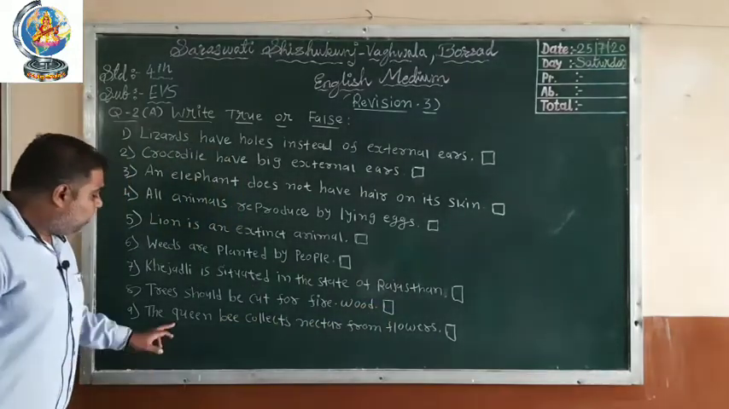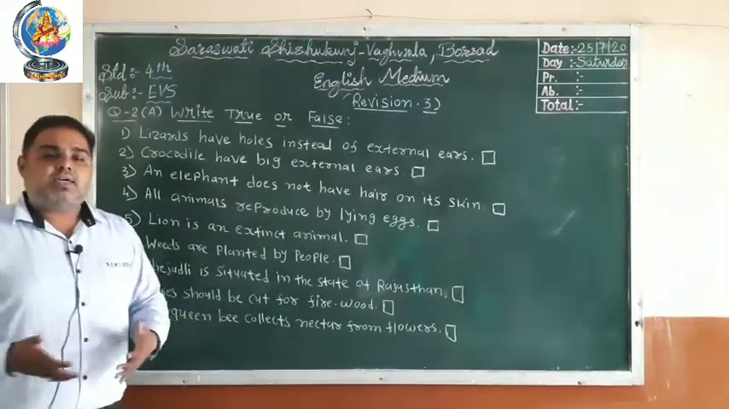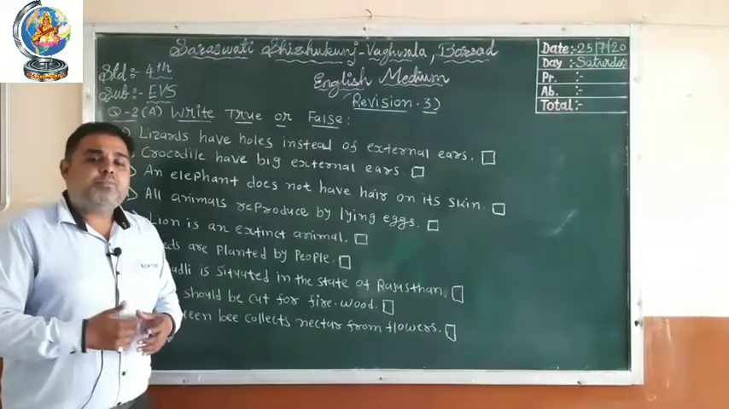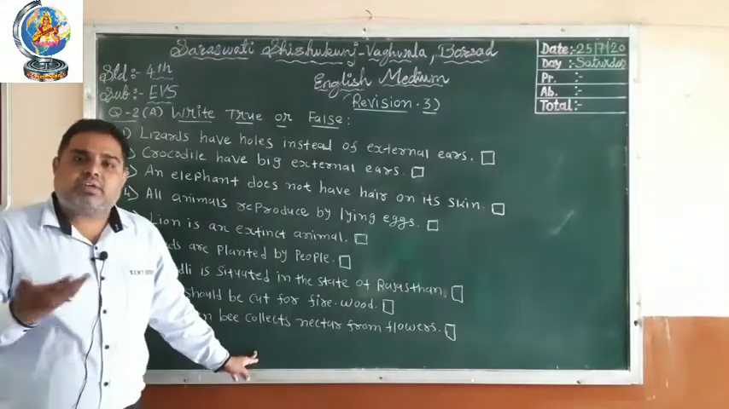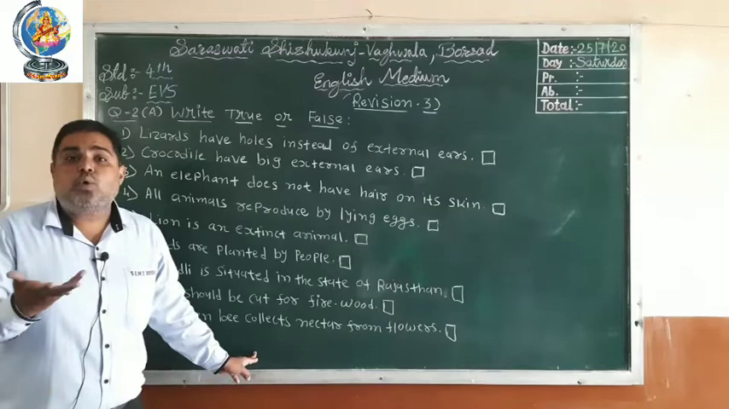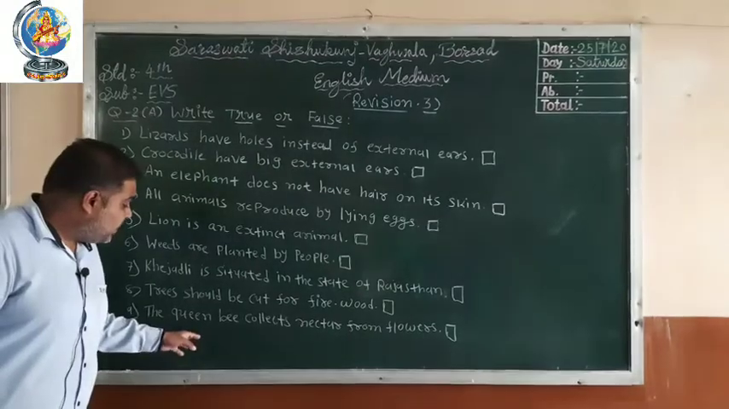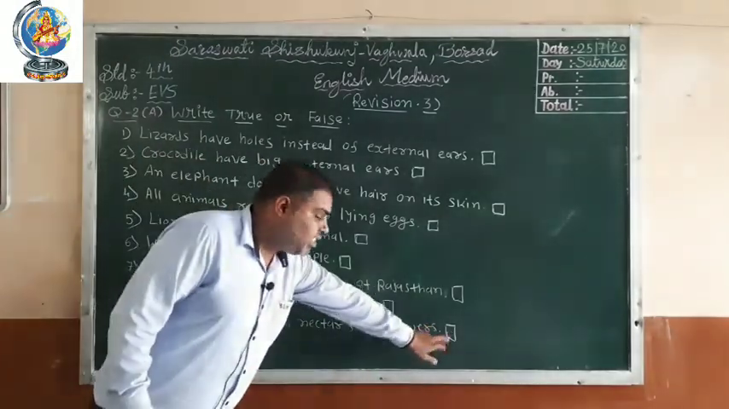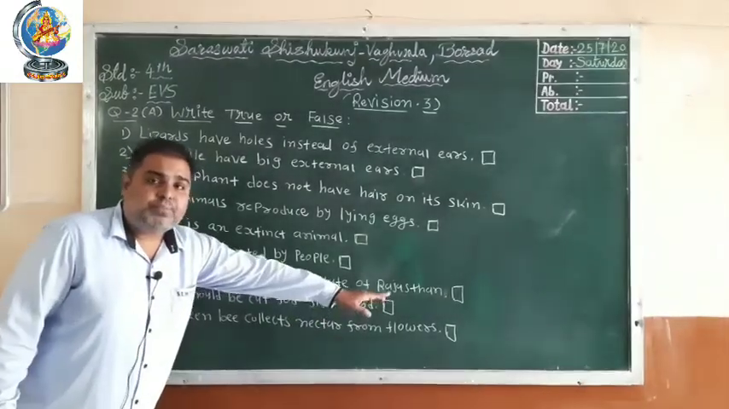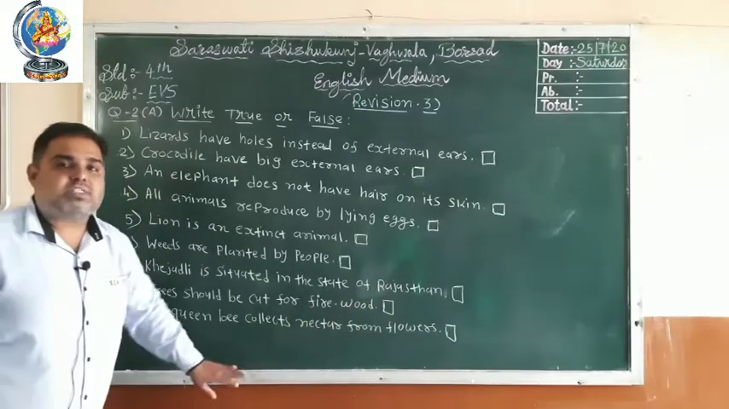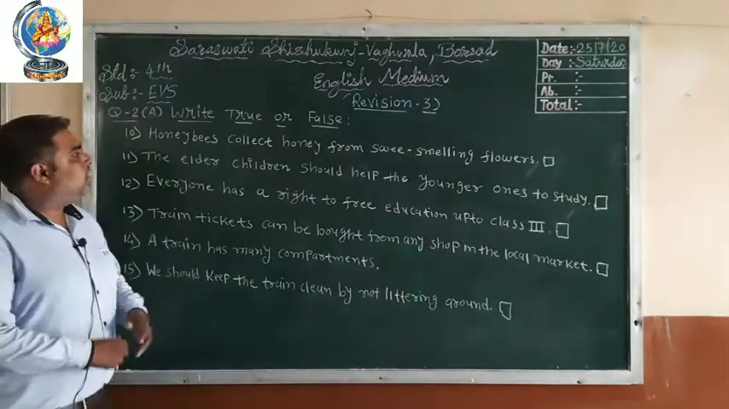And number 9, the queen bee collects nectar from flowers. Students, if you have understood the chapter, does the queen bee collect nectar? No, the queen bee does not collect. It only lays eggs. So who collects nectar? A worker bee. So here it is written queen bee. That is why this statement is false. A worker bee collects.